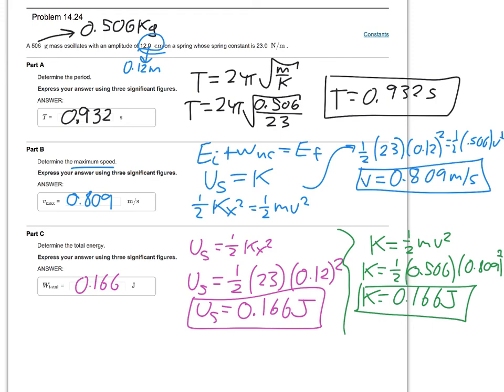We just oscillate between spring potential energy and kinetic.